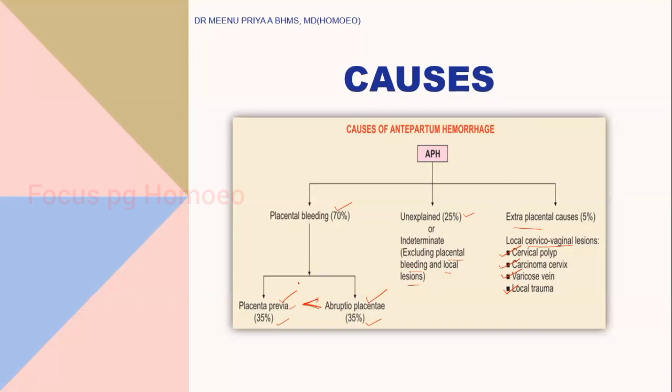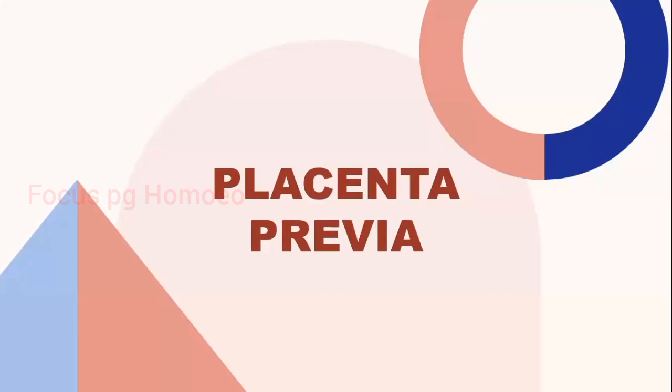In further topics, placenta previa and abruptio placenta are the 2 topics which will be discussed in detail, because cervical polyps, carcinoma cervix, all that will come into gynecology topics. So let us focus on placenta previa and abruptio placentae. The first placental cause, contributing about 35% of the total 70% of placental causes, is placenta previa.